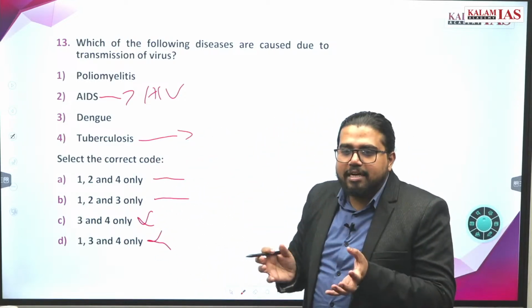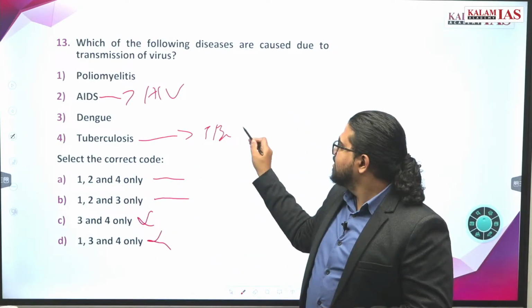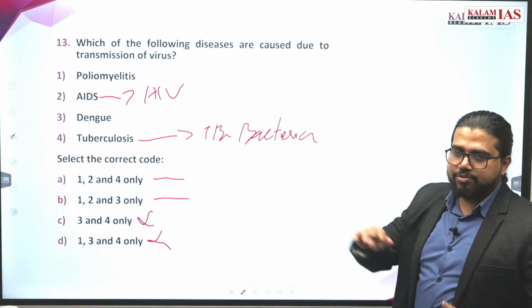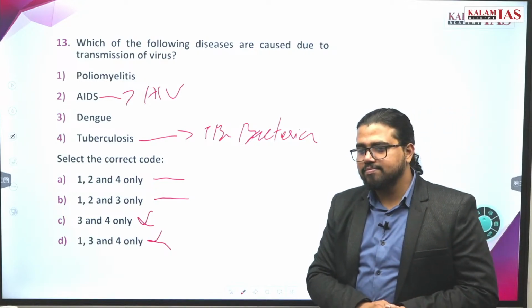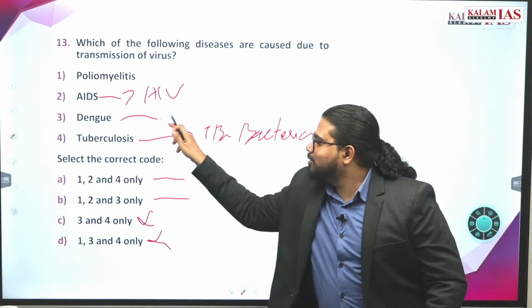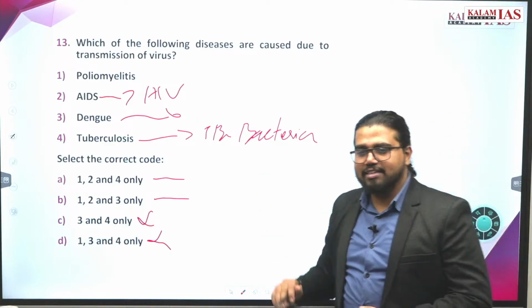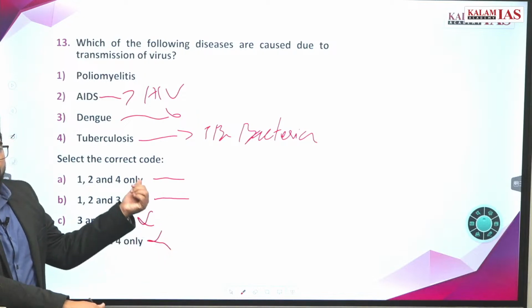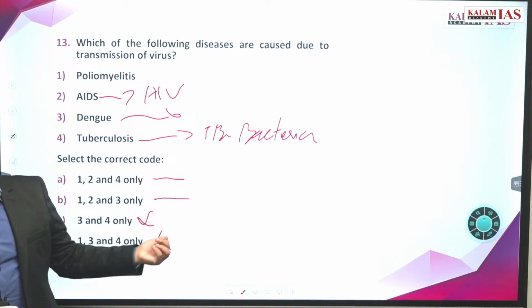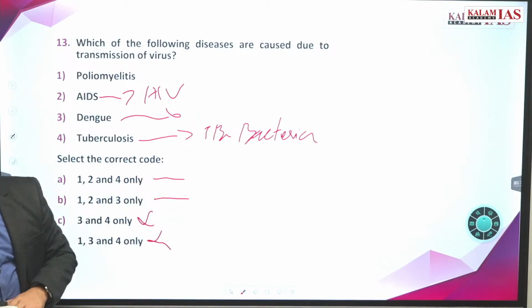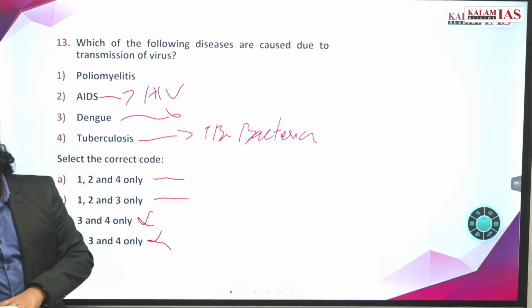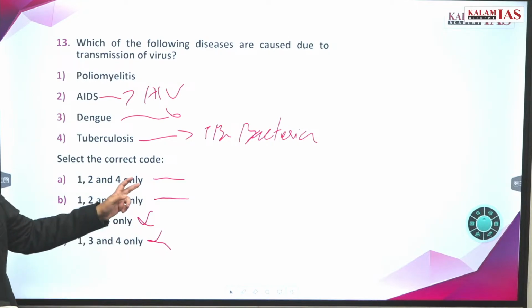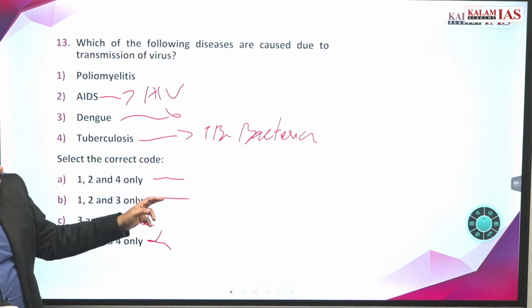If you know this information, that TB is caused by bacteria, then it becomes very straightforward. Otherwise, dengue: if you know it is caused by a virus, you can still get the answer. At least eliminate two options and still you can work this out. Answer A. The answer is not A, the answer is B. Okay.